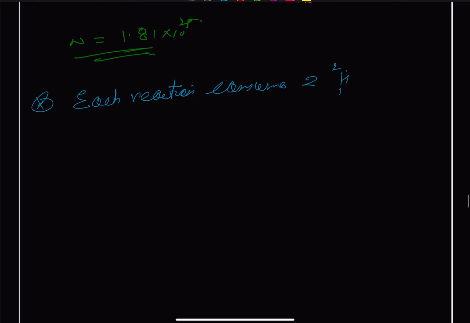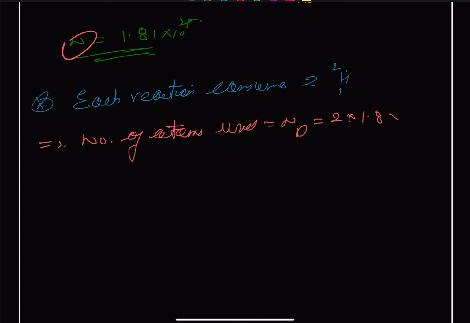Therefore the number of atoms used, let us suppose that is N_D, will be equal to twice the number of atoms per reaction, that is 1.8 × 10^25. So we get our number of deuterium atoms used, N_D, equal to 3.62 × 10^25.